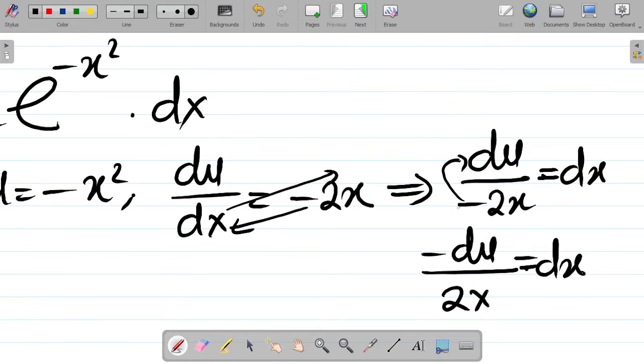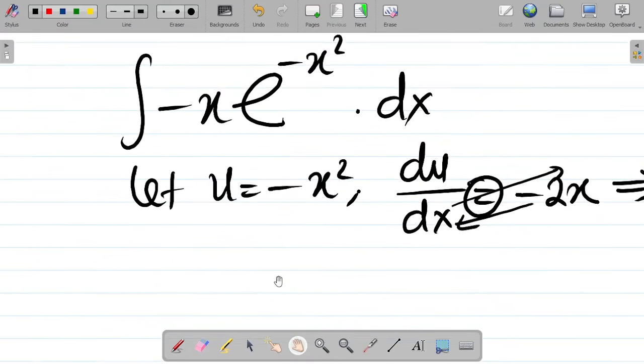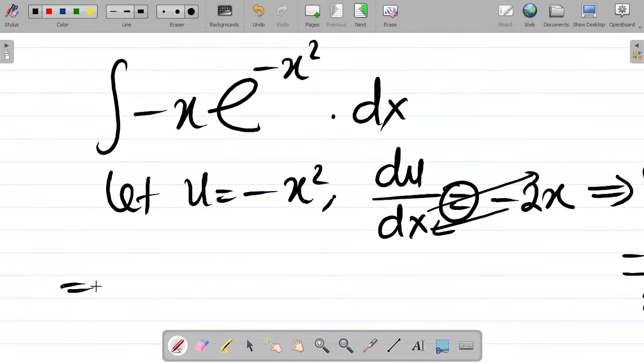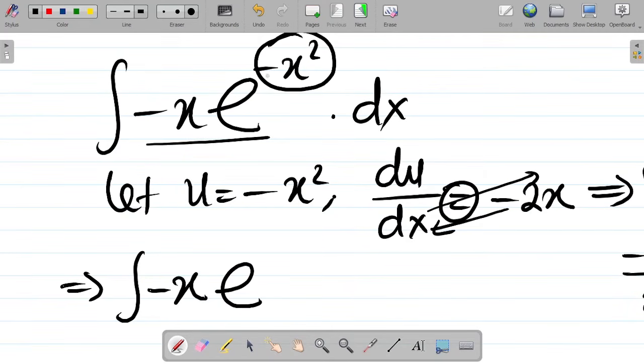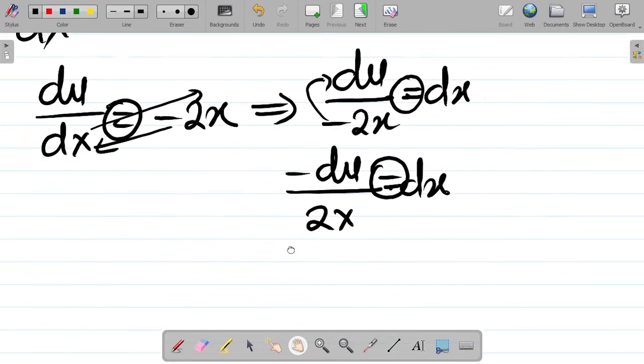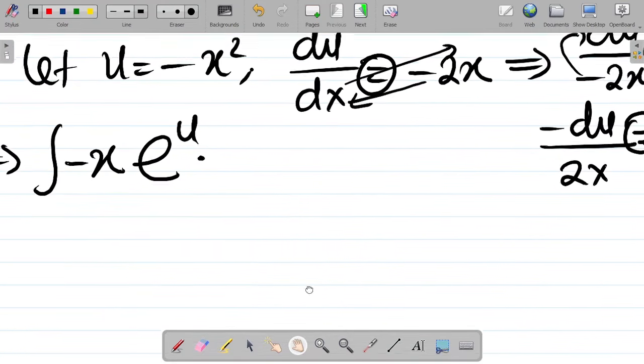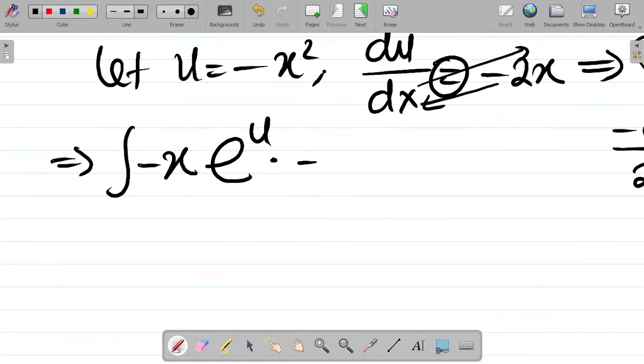So there's an equal to sign here, equal to dx. Alright, so bring it here. This will now be equal to the integral of minus x, what I have here, exponential. We called all of this u. It becomes u dot, what's dx? Going back to this, dx is equal to minus du over 2x.